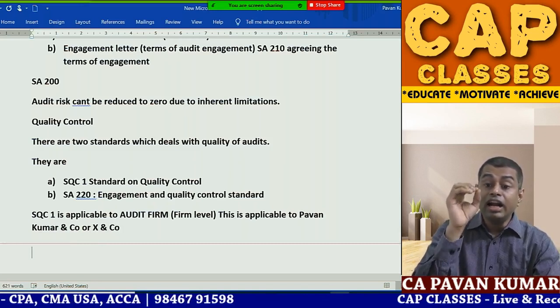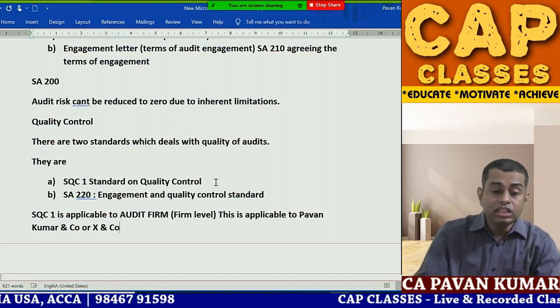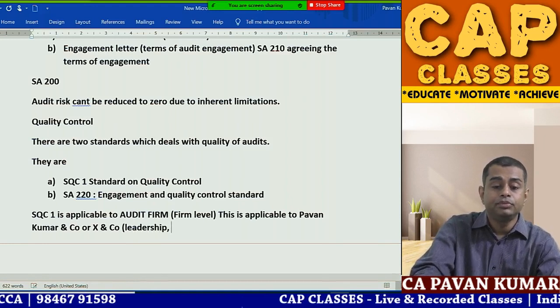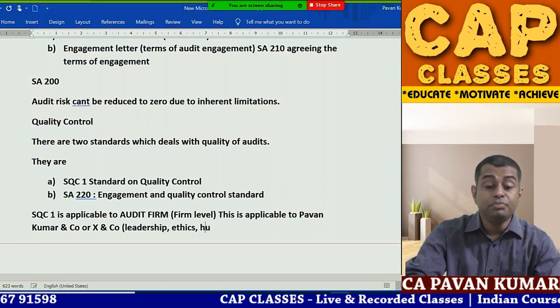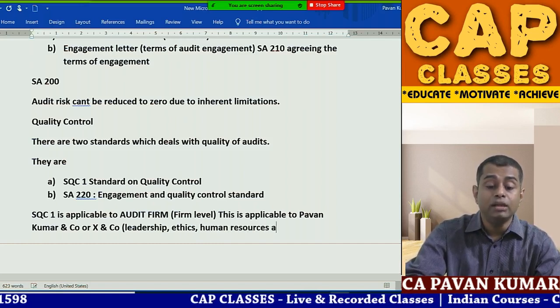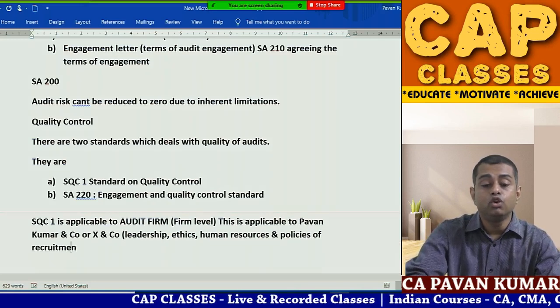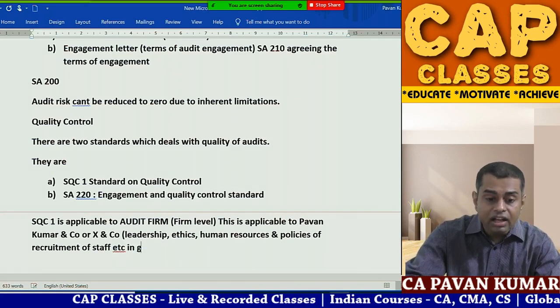So what kind of quality should be there at firm level? This speaks about leadership, ethics, human resources and policies of recruitment of staff, etc., in general.